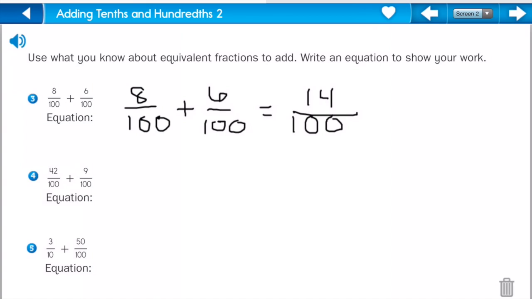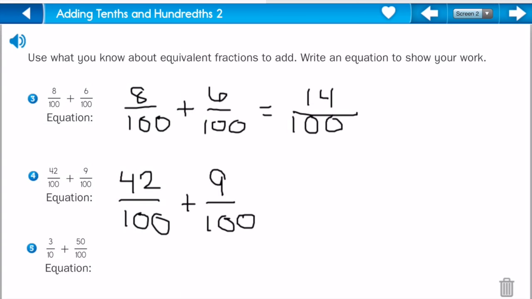Now, let's try 42 plus 9. So I'm going to write 42 over 100 plus 9 over 100. Now I just need to add 42 and 9 together. When I add 42 and 9, I get 51 over 100. All right, let's try the next one.